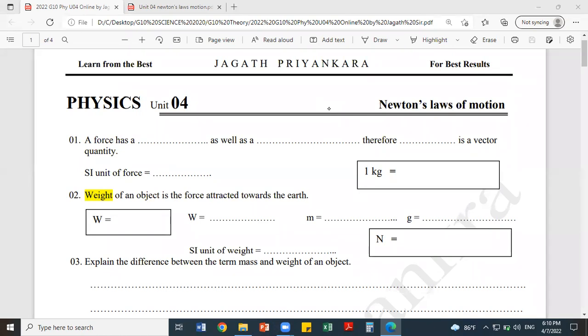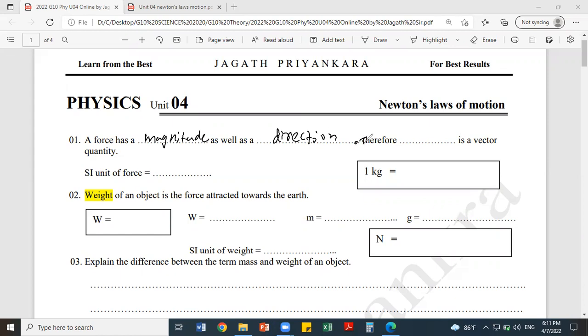Okay, let's complete the first blank, everyone. Force has a magnitude as well as a direction. Therefore, it is a vector quantity. Complete the first blank, everyone. Force has a magnitude as well as a particular direction. If it is only with magnitude, we call it a non-vector.